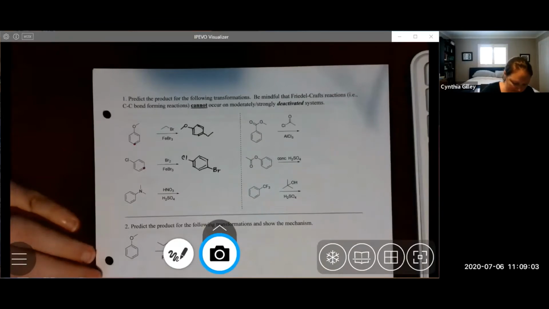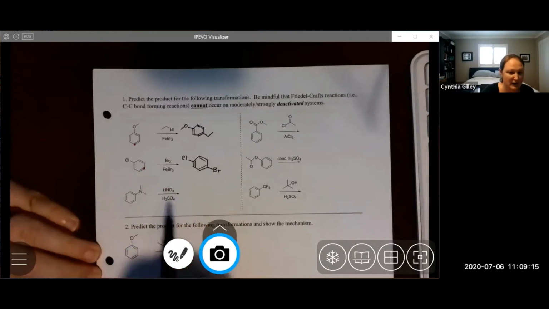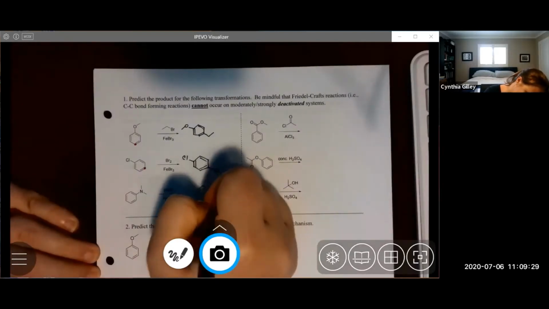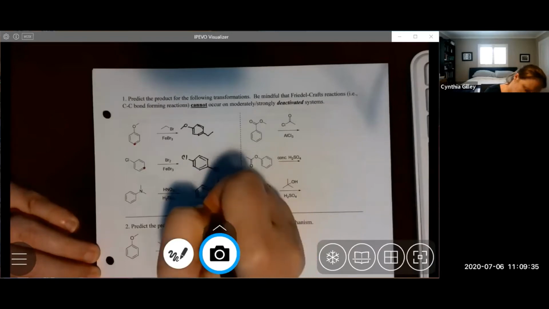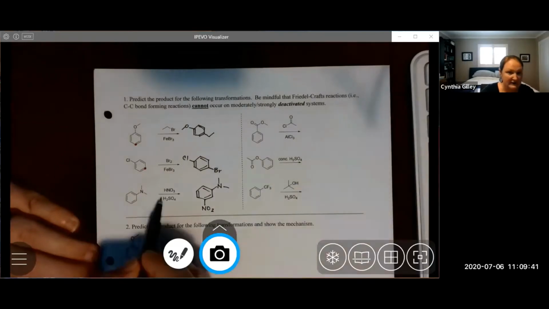This one is a dimethylamino group, normally a strong activator, an ortho-para director. But remember, under acidic conditions, and both nitric acid and sulfuric acid are strong acids, it will actually protonate the nitrogen, creating a strong deactivator, a meta director. So I think he did not draw the product correctly on this one. We want to put the incoming nitro group in the meta position. We want to recognize that the nitric acid and sulfuric acid combination is a nitration.